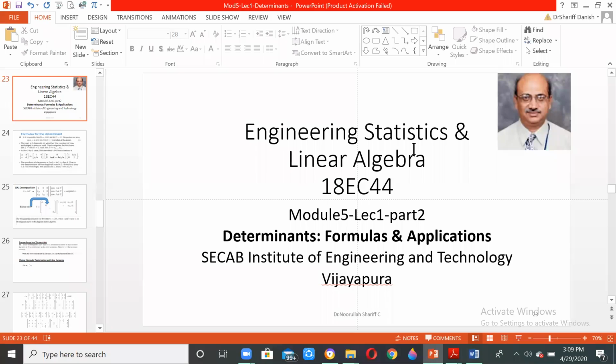Hello, this is about a numerical which people are not able to catch in the determinant formulas and applications, which corresponds to the LU decomposition or LDU decomposition. We take two examples here and see how it can be done.